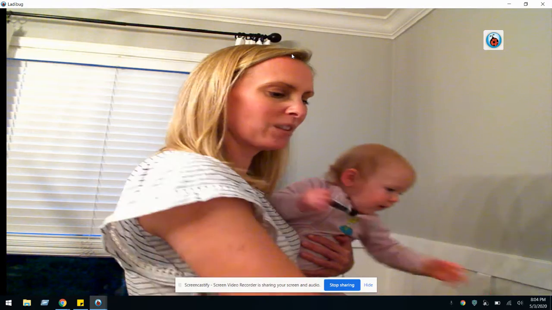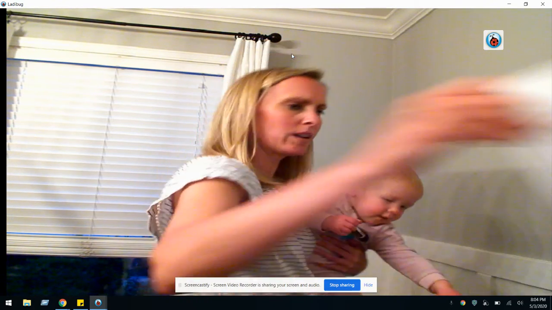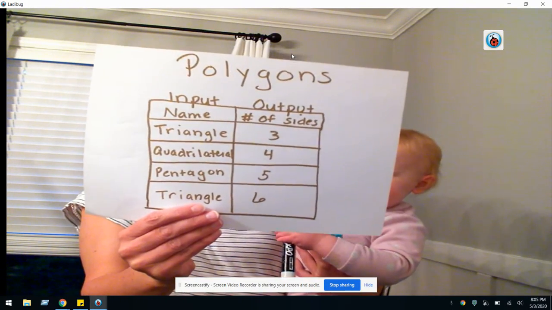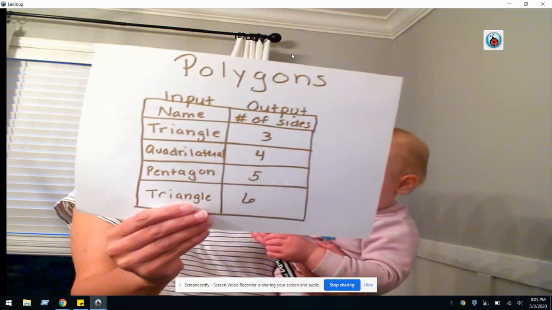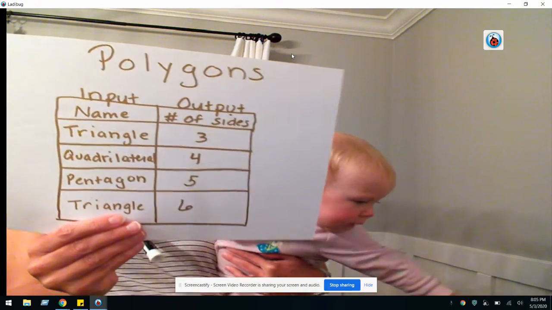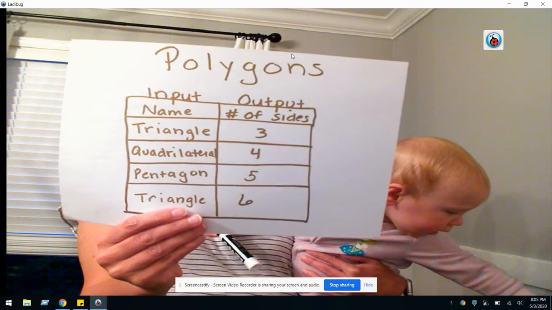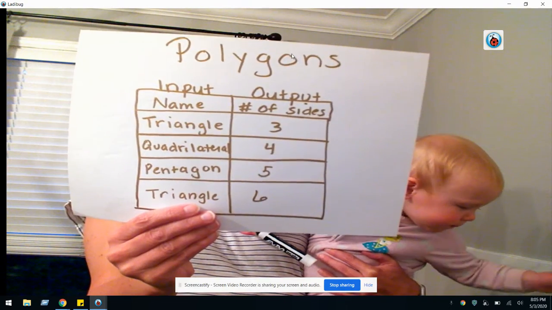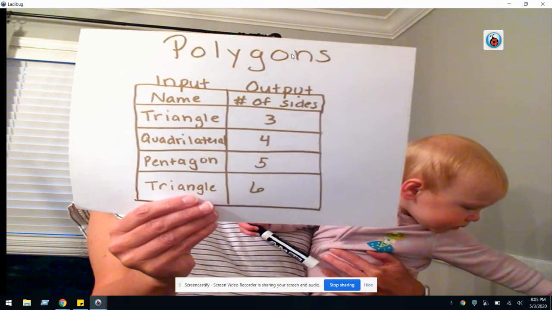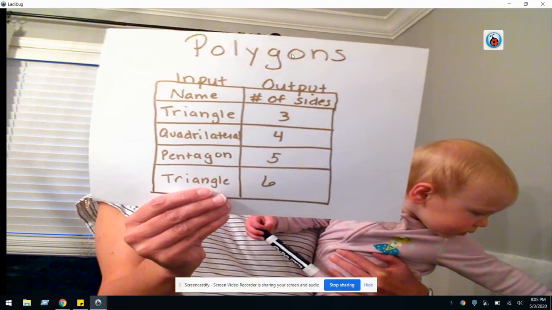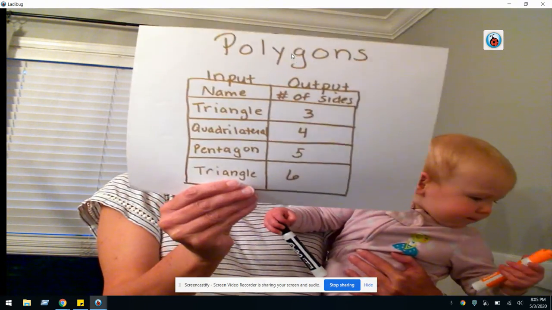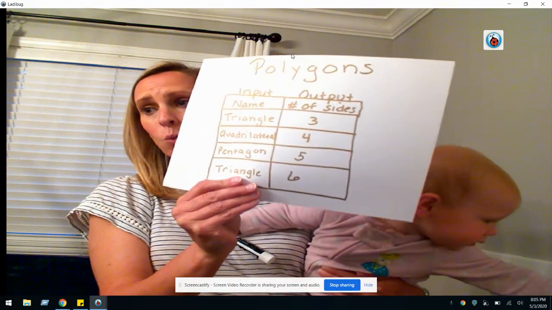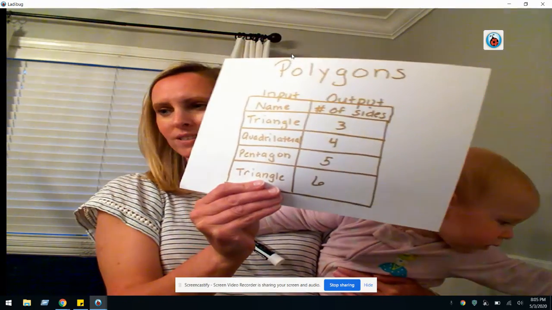So I want to show you something that would not be a function, like it wouldn't make sense. So if you look here, this is a type of function where I'm just talking about polygons and how many sides they have. A triangle, 3 sides, that makes sense. Quadrilateral, 4 sides, sure. Pentagon, 5 sides, and then it says triangle, 6 sides. Well, that doesn't make sense. A triangle has 3 sides. This is not a function. Each input does not have its own output. Triangle is used twice, going to 2 separate numbers. That doesn't make sense.